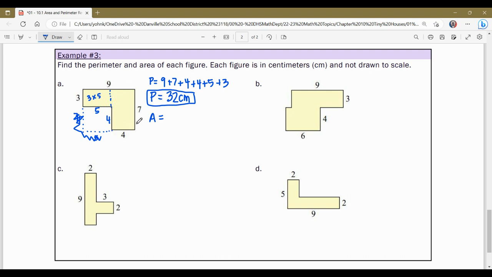And then I have this rectangle here. The length is 7 and the width is 4. So 7 times 4. So now my area is going to be 3 times 5 for the one rectangle, plus 7 times 4 for the other rectangle. That's going to give me 15 plus 28. That's going to give me 43 square centimeters in its area.